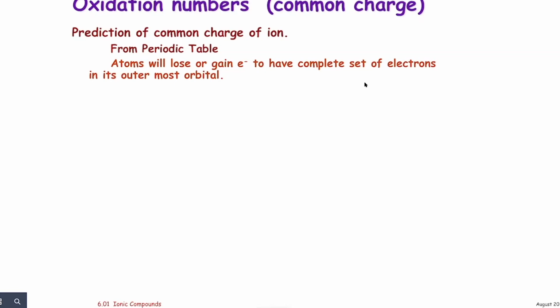And we call that common charge oxidation state. Oxidation just means that it's going to have a charge. If an element gives up electrons, it's now going to have more protons than electrons. So we call that a cation. And so its oxidation state is plus. Like sodium. Sodium has 1 electron in its valence shell.